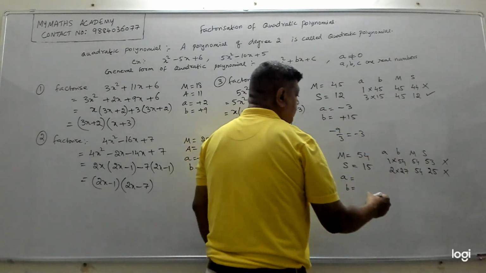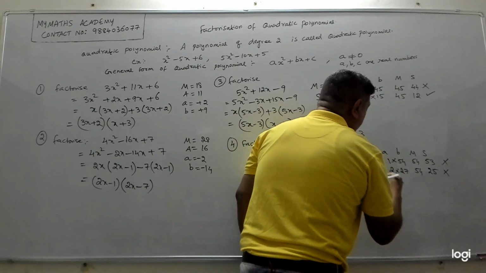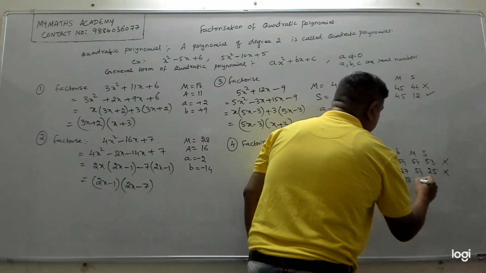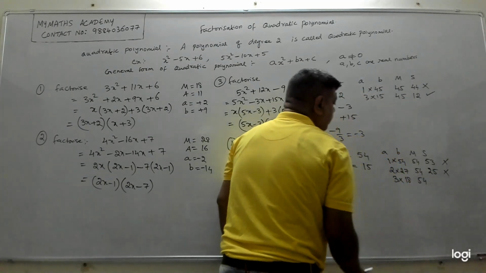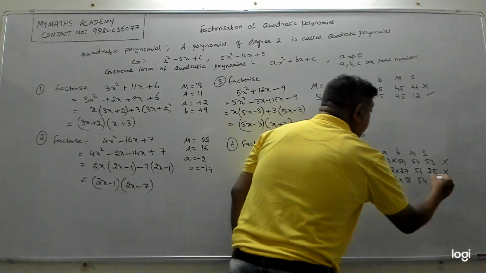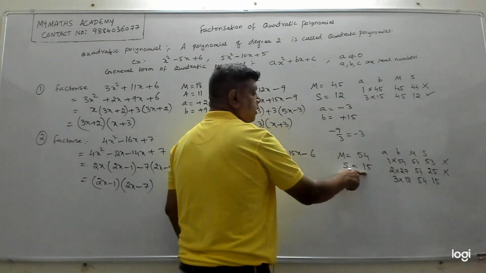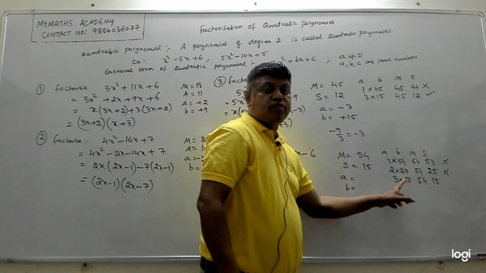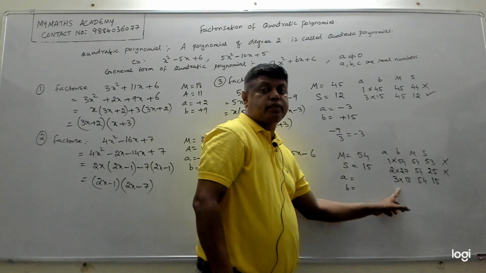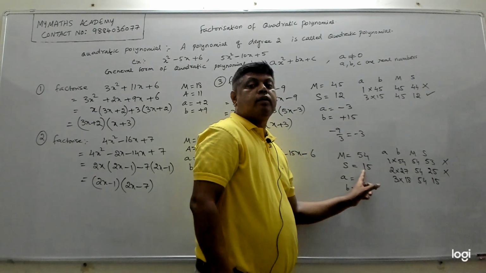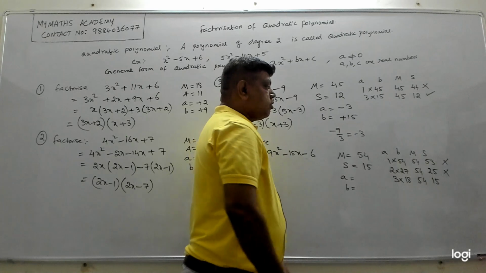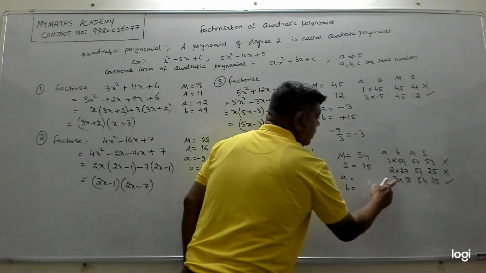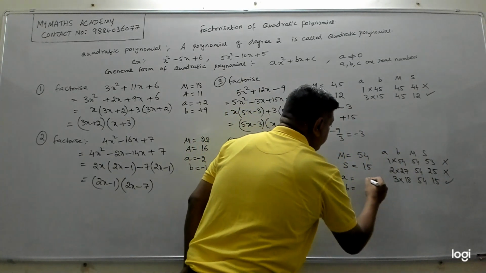Now next number 3. So 3 into what will give me 54? 3 into 18 will give me 54. Now what is 18 minus 3? It is 15. Now we got that 15. So when I multiply two numbers 3 and 18, I am getting 54. The same two numbers, if I subtract 18 minus 3, I am getting 15. So we have found the number. So we should stop here. So this is the right number. So the numbers are a equal to 3, b equal to 18.